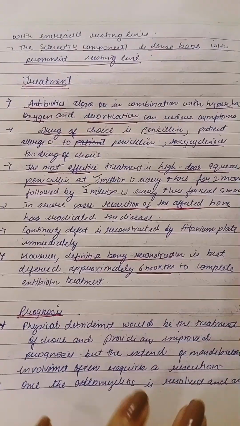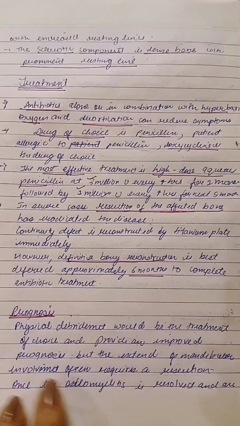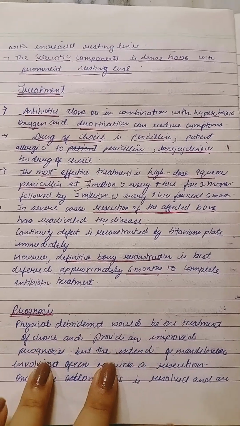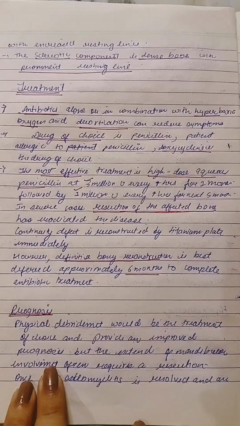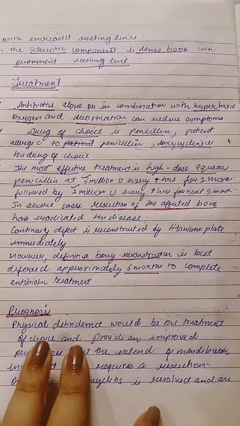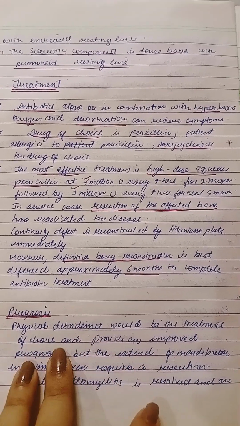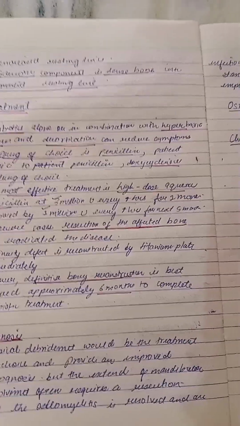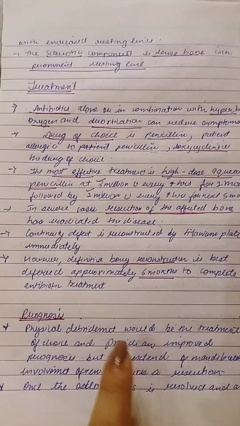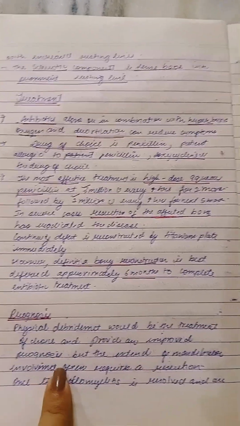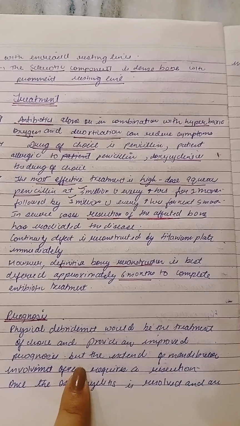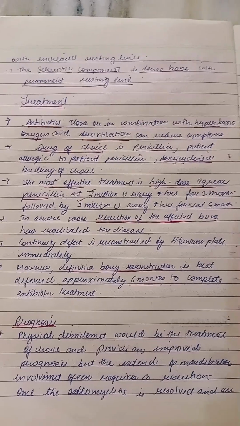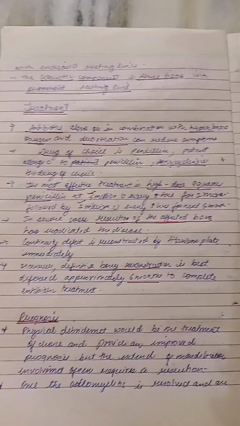Okay. Now, coming to the prognosis, physical debridement would be the treatment of choice and provides an improved prognosis. The physical debridement we have seen would be a treatment of choice, but antibiotics should go along. The choice of antibiotic is penicillin. Now, it provides an improved prognosis, but the extent of mandibular involvement often requires a resection. We have seen, if severe, resection is the treatment of choice with antibiotics.